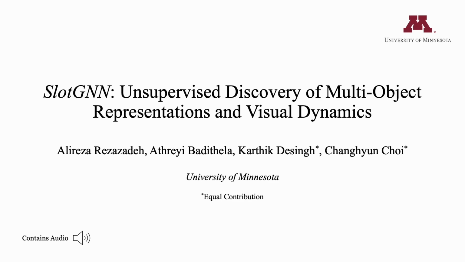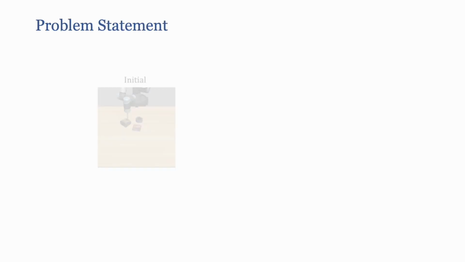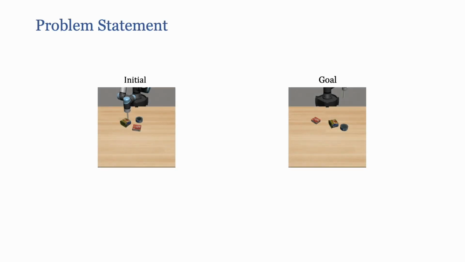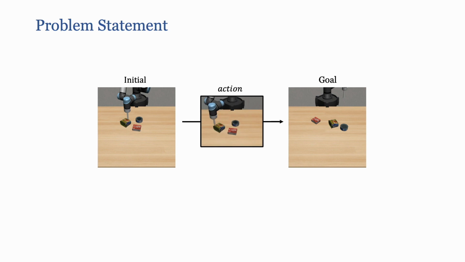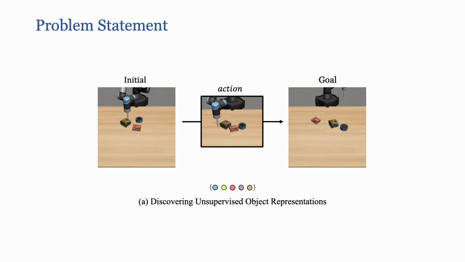In this work, we present an unsupervised framework for learning multi-object representations and visual dynamics. Goal-directed manipulation involves finding a sequence of actions to achieve a desired goal state. Our framework learns to manipulate a multi-object scene in two stages. First, we discover unsupervised object-centric feature representations from RGB images. These representations, also known as slots, collectively describe the current state of the scene.